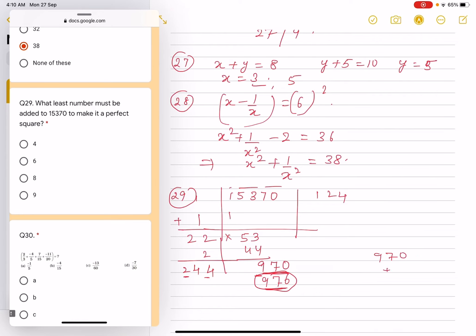So 6 numbers I have short. So if I add 5, because the question says we have to add, not subtract. So if I am adding 6 to the number, then it will be a perfect square. So 6.